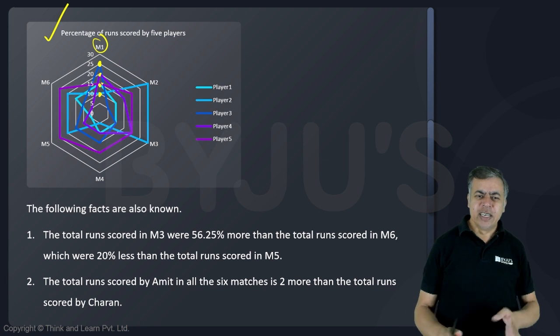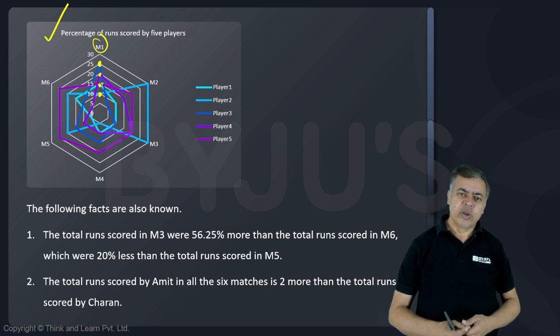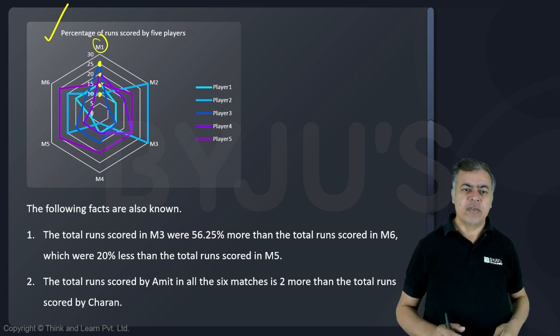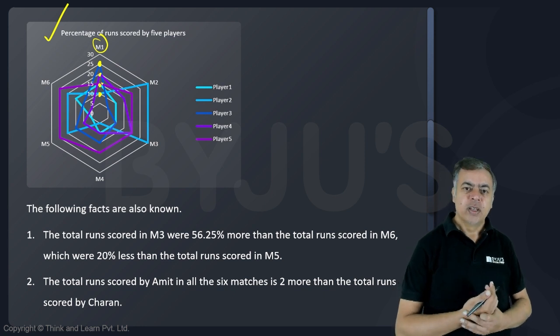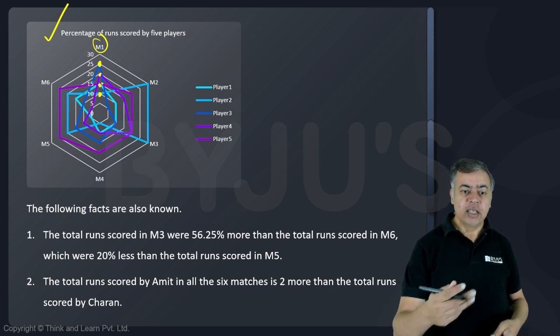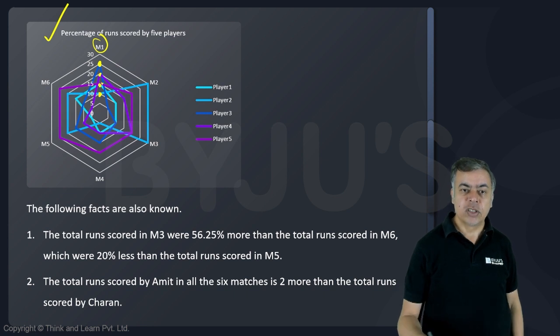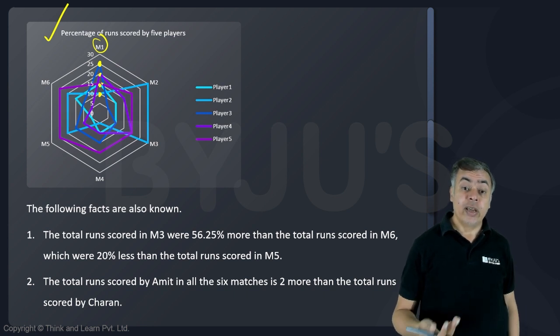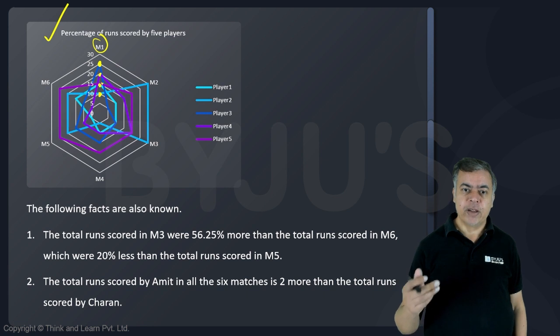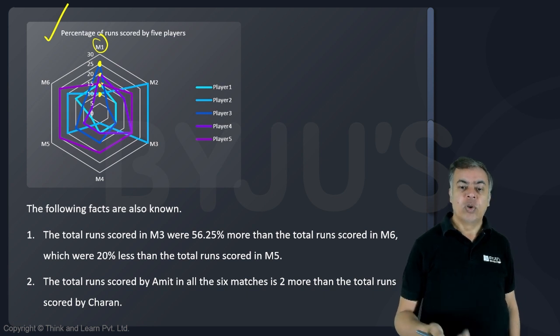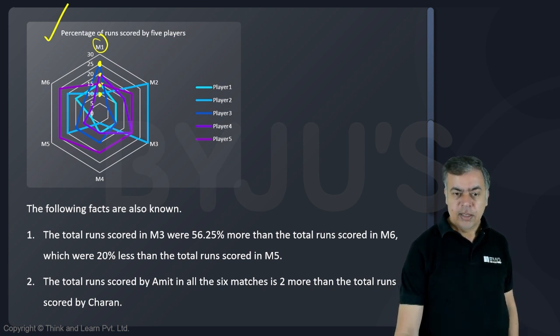Okay, so we can see that data, right? I will write the data for you. You can see it clearly when the graph is in front of you on your screen. Some facts are known because we don't know the names of the players; they are disguised as player 1, player 2, player 3.